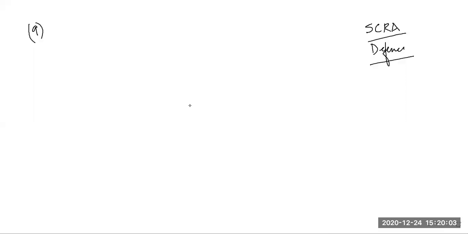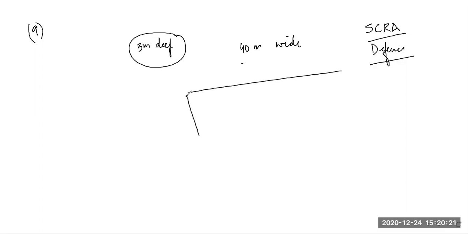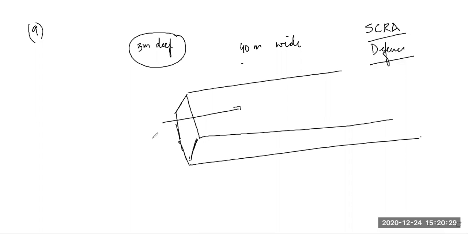Now students, a river is 3 meter deep and 40 meter wide. This is the kind of river, and in this river the water is flowing. So when they say deep, this is the depth, that is 3 meter, and the width is 40 meter.